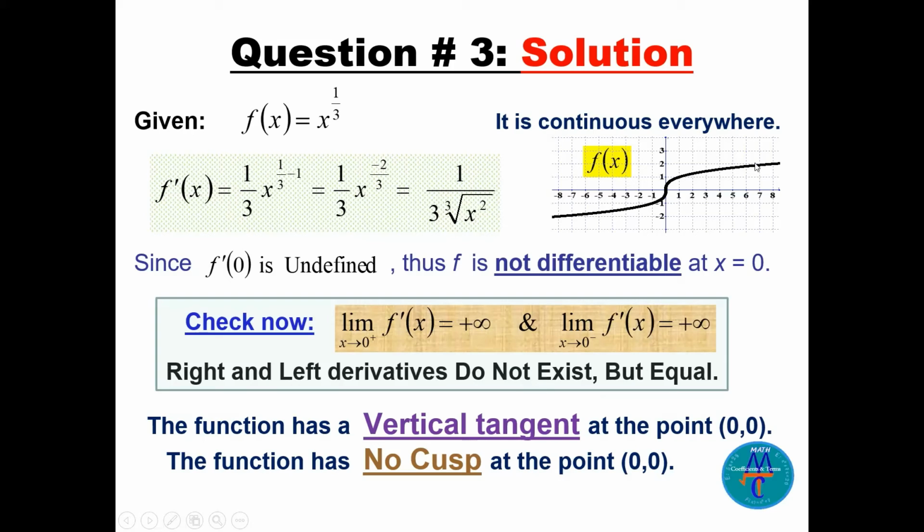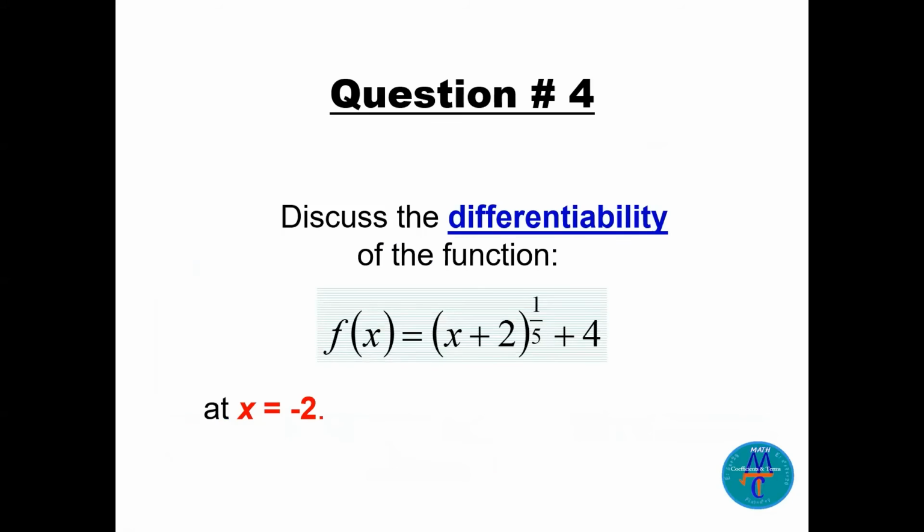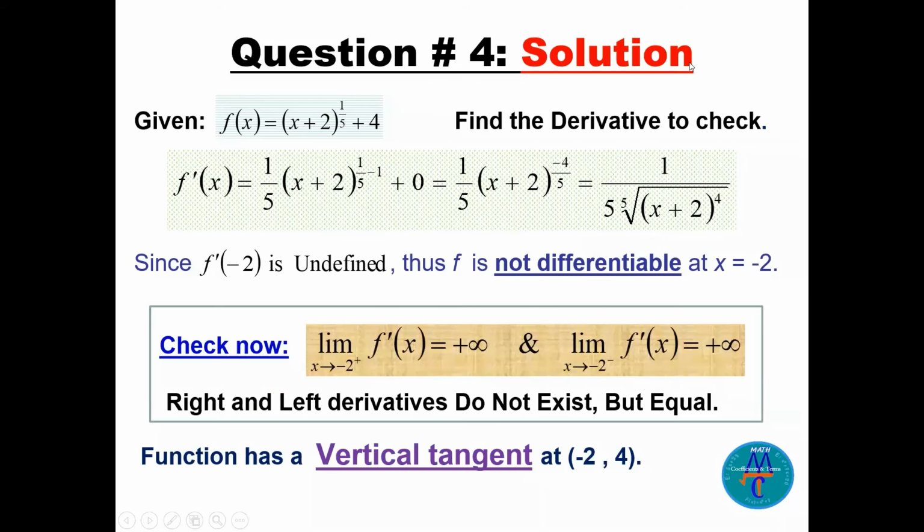So if they are equal, then this one has a vertical tangent. See, if you come into the graph to this point, you are not reversing direction, you are continuing. So there is a vertical tangent here. We can draw a vertical tangent at 0, 0, and there is no cusp at the point 0, 0, only a vertical tangent. Question number 4, another function to discuss differentiability at the point x equals minus 2.